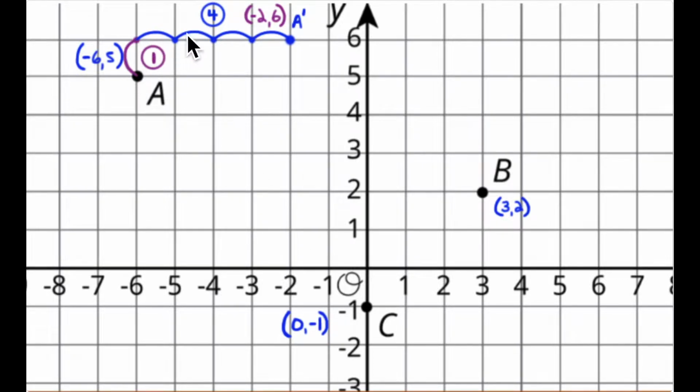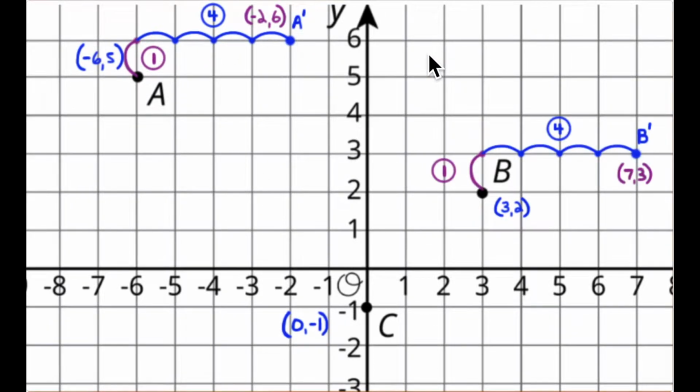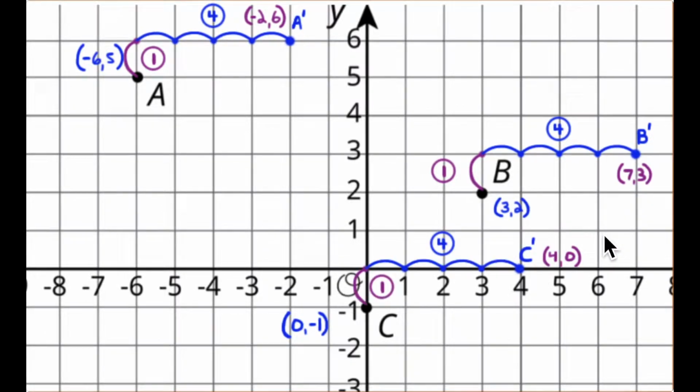So up 1 unit to the right 4 units, up 1 unit to the right 4 units. I could have gone to the right 4 units and up 1 unit, and would have ended up at the same spot. Up 1 unit to the right 4 units, or to the right 4 units and up 1 unit again, I ended up at the same position.